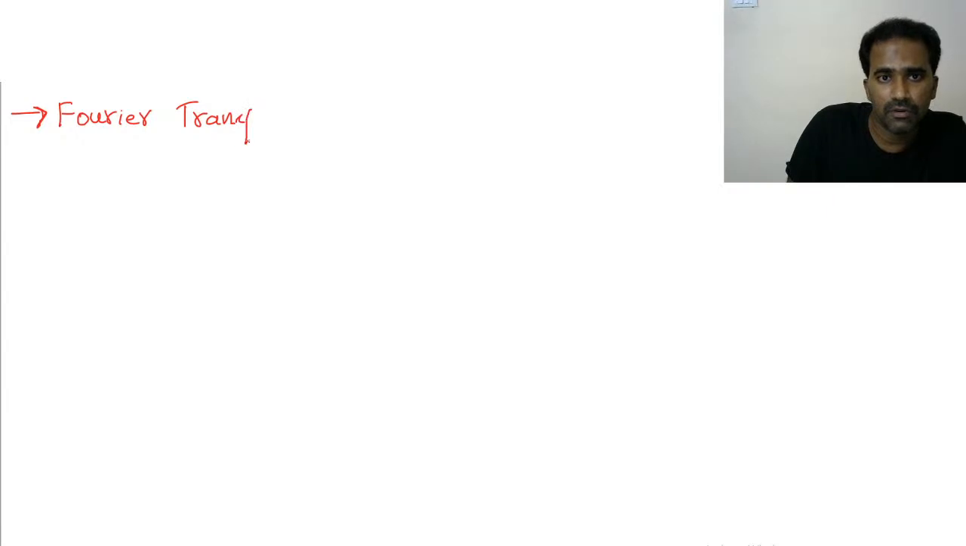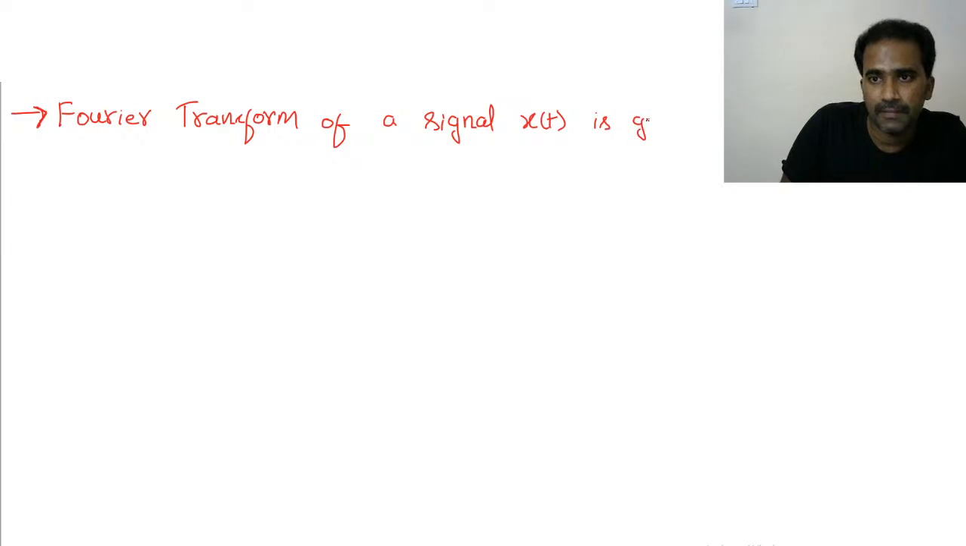Fourier transform of a signal x of t is given as shown in the figure.